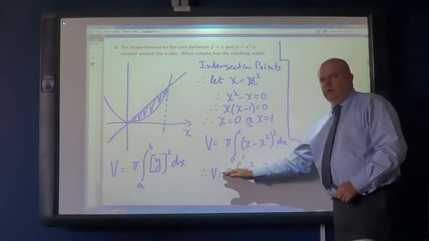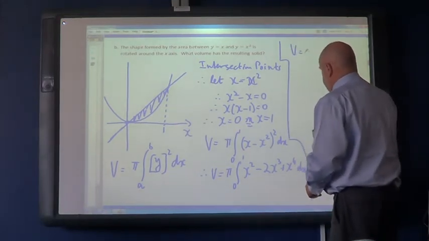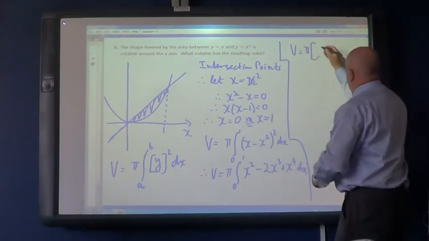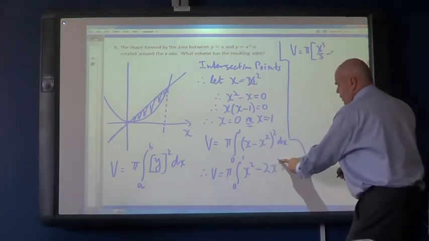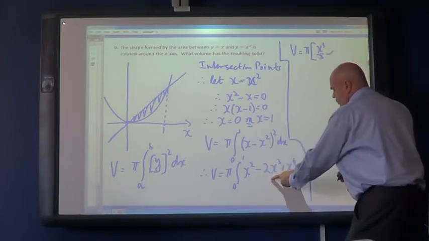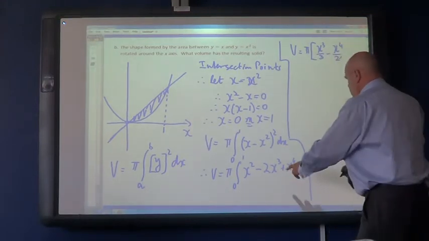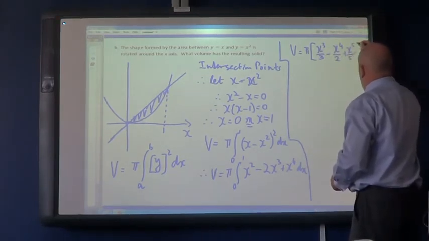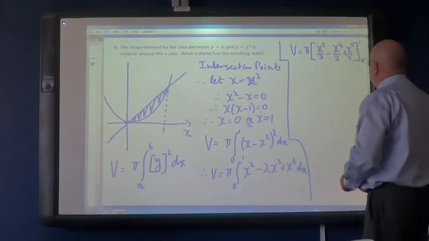And now we're ready to integrate. It's fairly routine. Don't forget your pi out the front there. So the volume is equal to, integrating now, pi, x cubed on 3 minus 2x to the power of 4 on 4. So I'm going to simplify that. The 2 can go out and I'll divide the bottom by 2. So it'll be x to the power of 4 on 2 plus x to the power of 5 on 5, the new index is 5. And my limits here are 1 and 0.